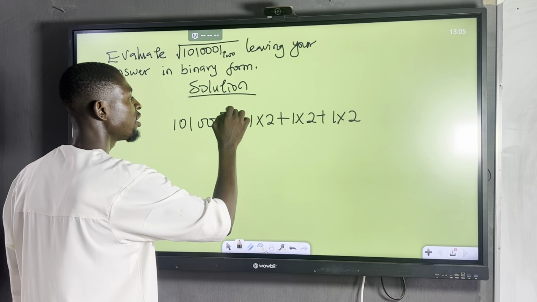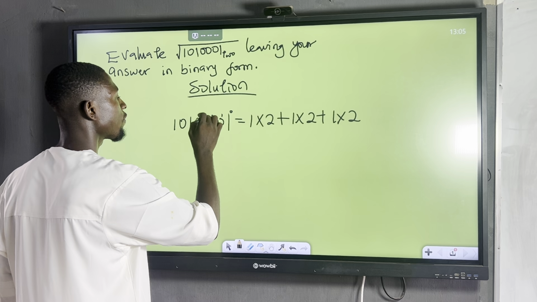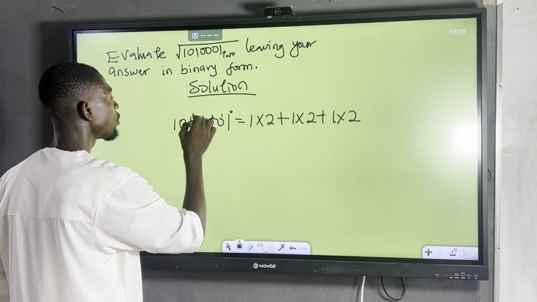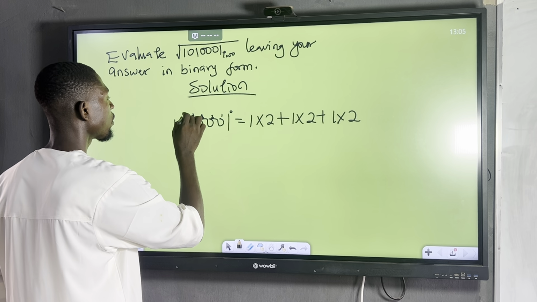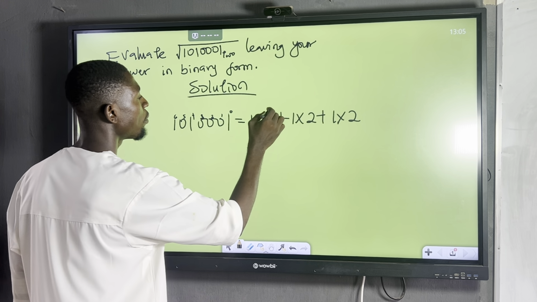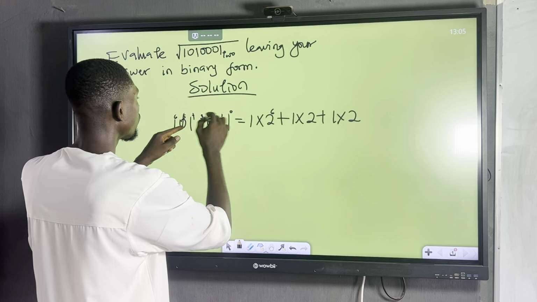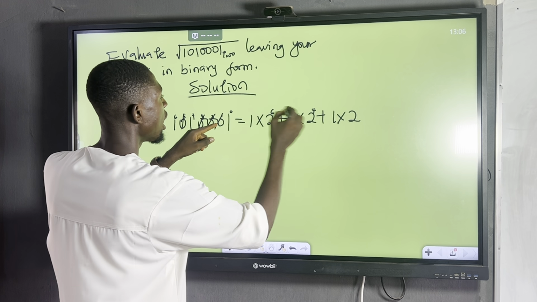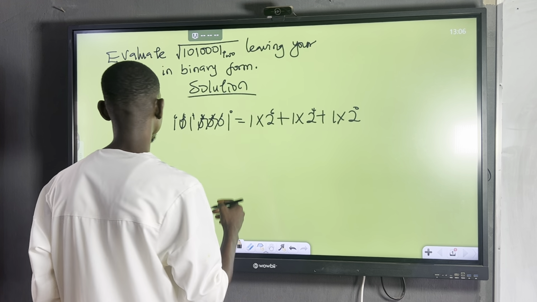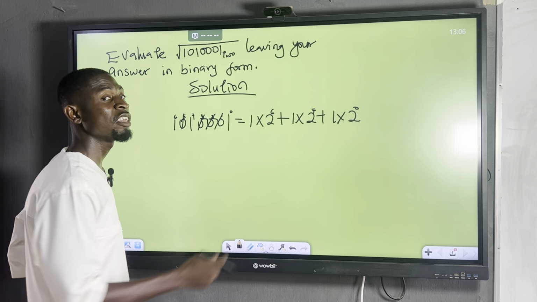Then how do you know the powers? This is raised to power 0, 1, 2, 3, 4, 5, 6. So this will be raised to power 6. This is out. Then this is raised to power 4. This is out. This is out. This is out. And this is raised to power what? 0.